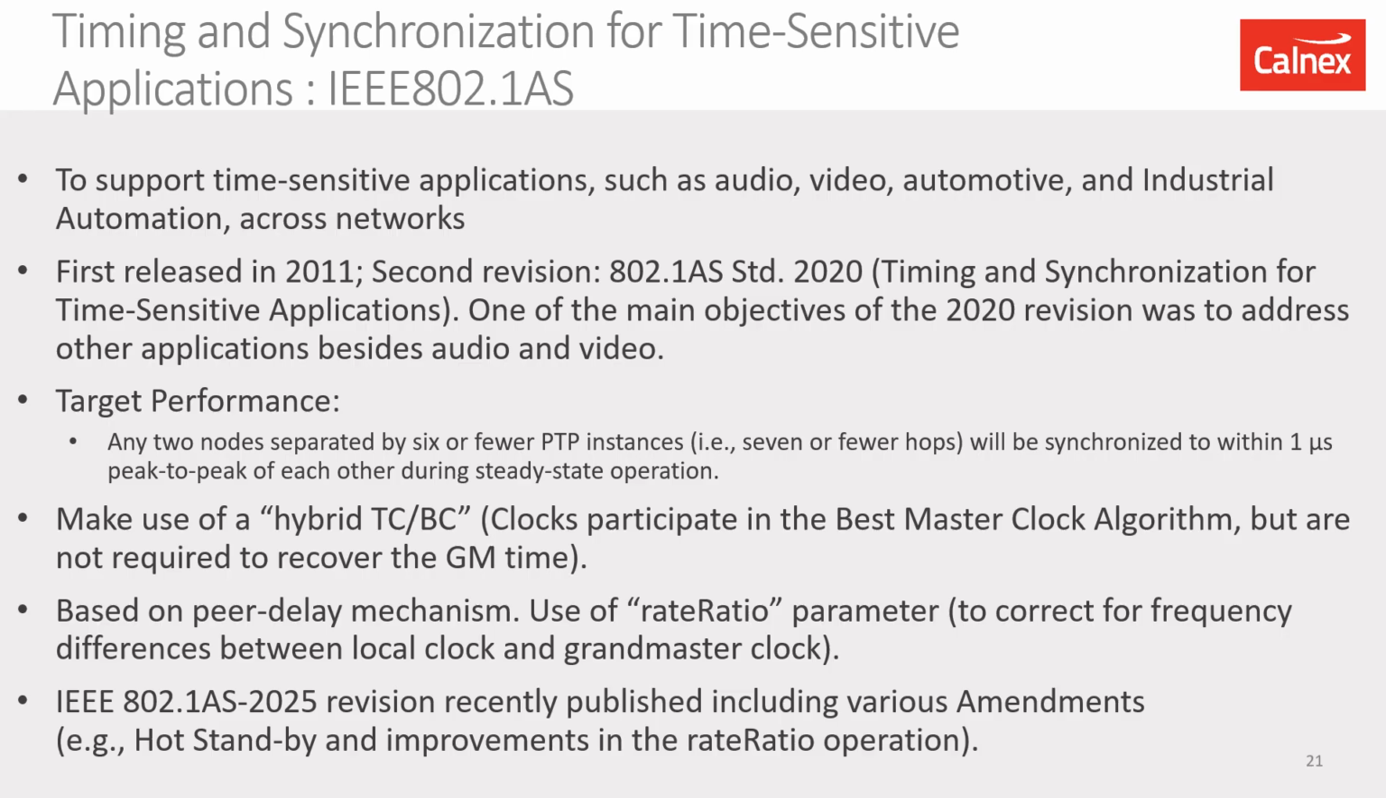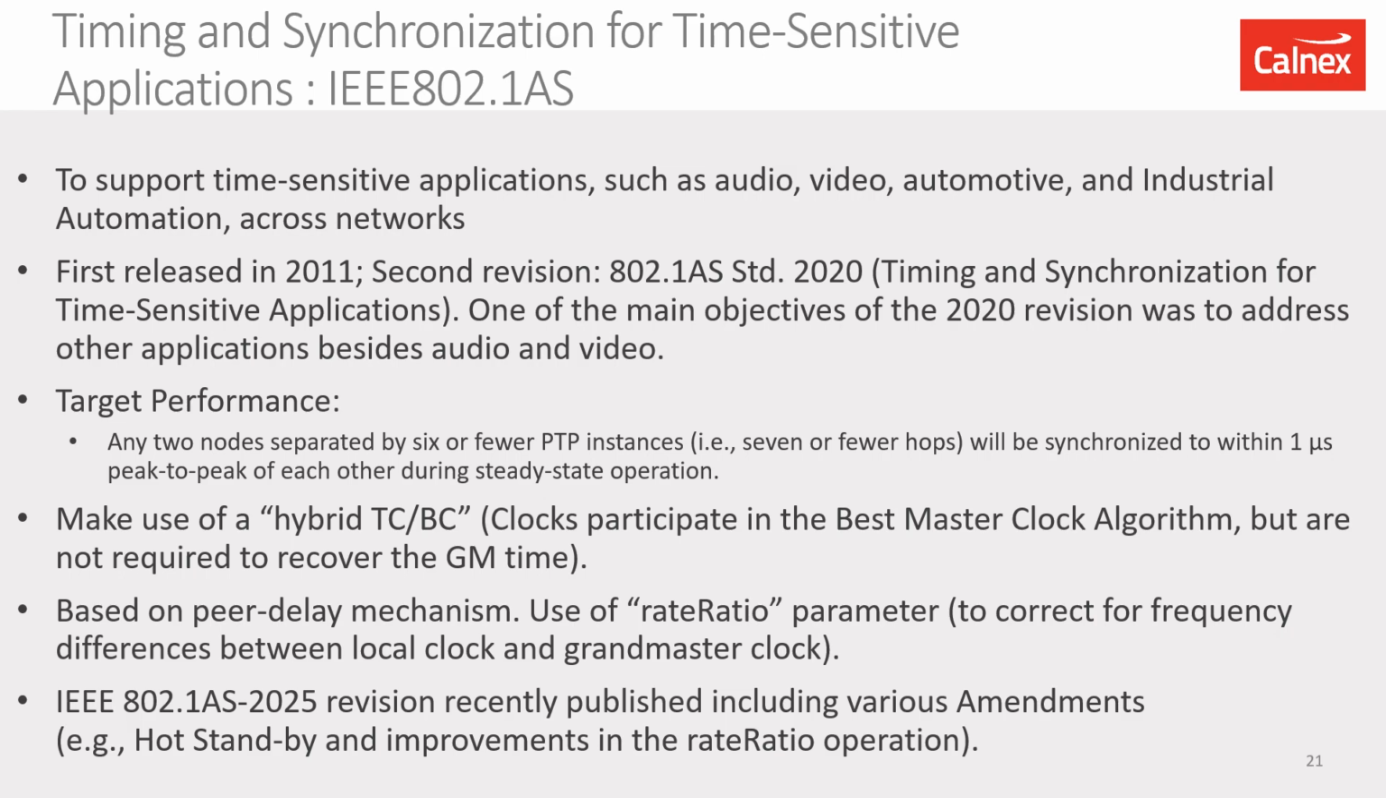And one particular aspect of this profile is that it has defined a kind of hybrid clock that is in between a boundary clock and a transparent clock. It's a boundary clock in the sense that it participates in the best master clock algorithm, but is not required to recover timing. So essentially, it works as a transparent clock, just updating the residence time.